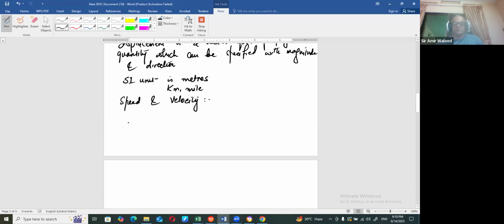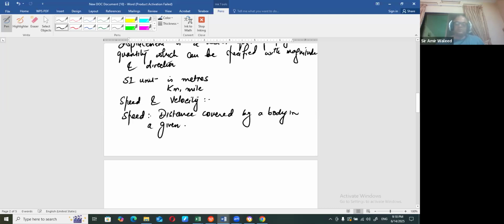What is speed, first of all? Speed has a simple definition: distance covered by a body in a given time. Now, what does it mean? Let's suppose you have a car here and it is covering a distance. The formula is speed is equal to distance covered divided by time. The SI unit will be meters per second.